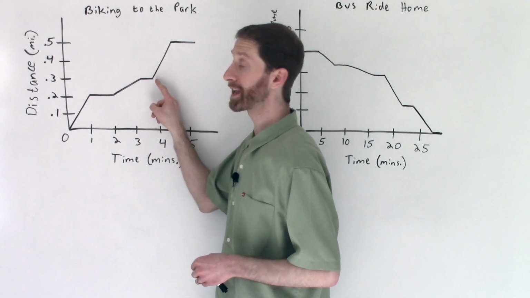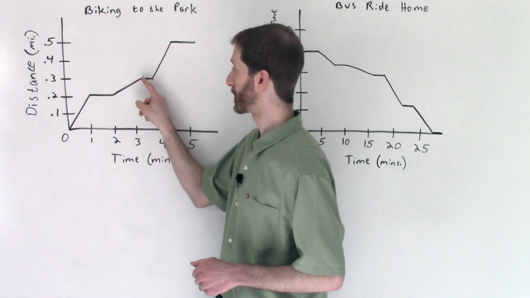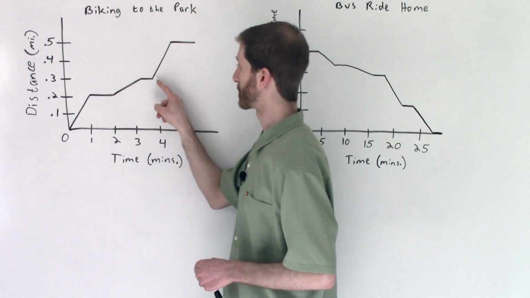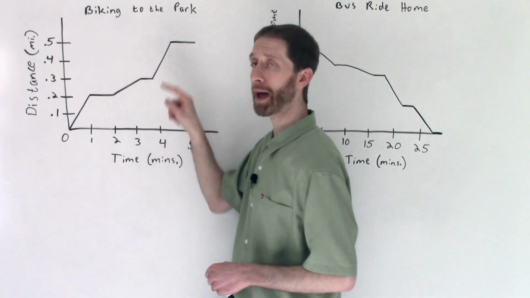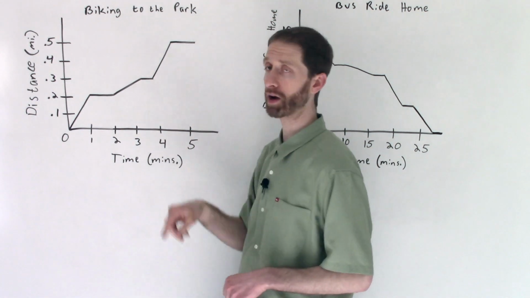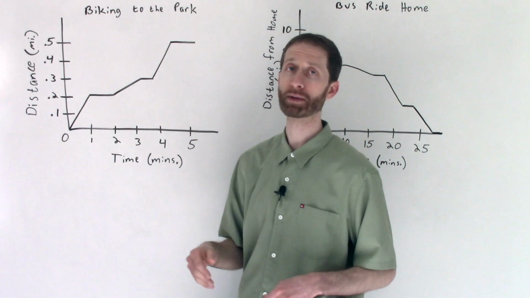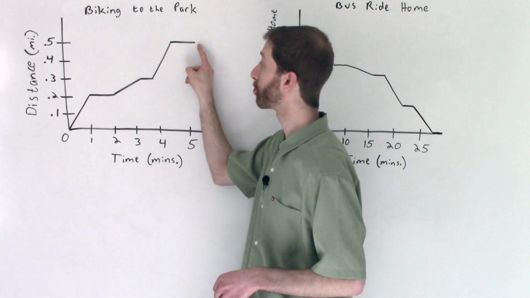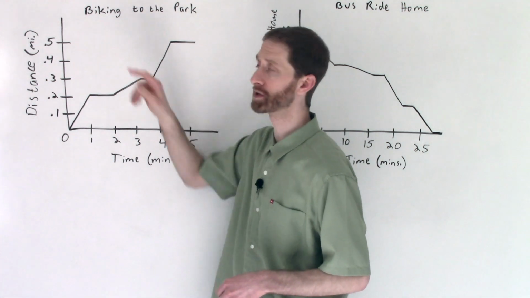Then we are not gaining any distance at all. We know that because we have a horizontal line and time is going on. Then we bike at a pretty rapid rate. We know that because the line gets pretty steep. And then we arrive at the park and stop. We know that because, again, we are not biking at any rate. Since we have a flat line, no distance is changing.